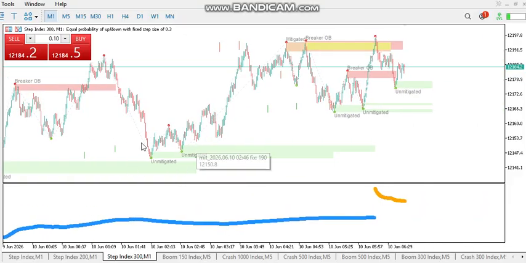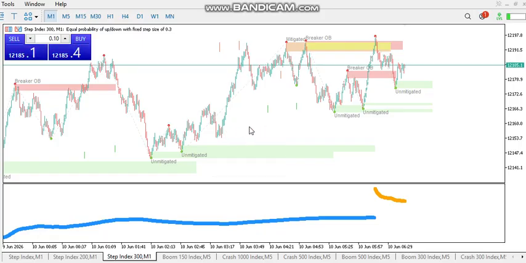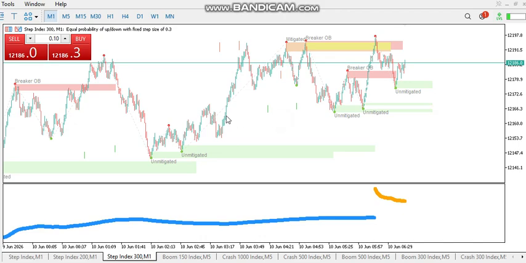All these unmitigated levels now, you are not going to take them, but if you want to take them, then you must know and understand how the trend also works for you to identify those key points. But what I'm explaining in this video is how to use the breaker OB, identify your trade confirmation, and have your trade successful.